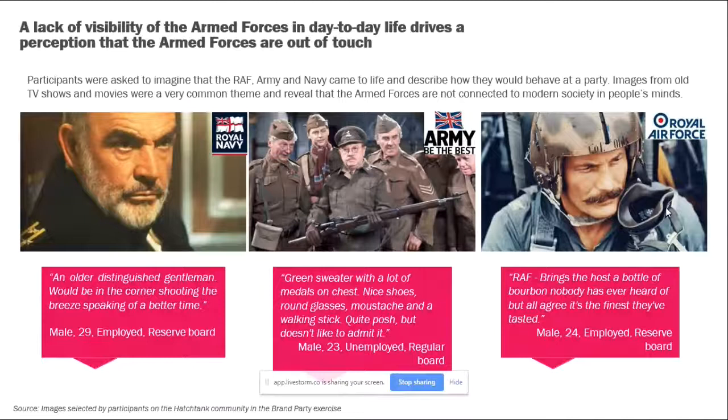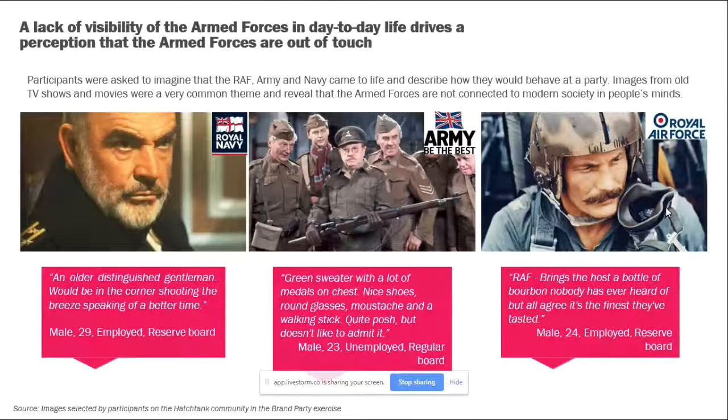When we asked them about the parties, and what would be the people there, they said that they felt the ladies' man would be a Marine, and the army would be loud and laddish. So that just told us a little bit about the preconceptions that people have.